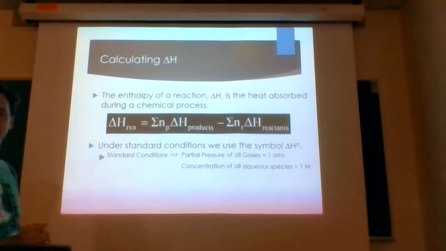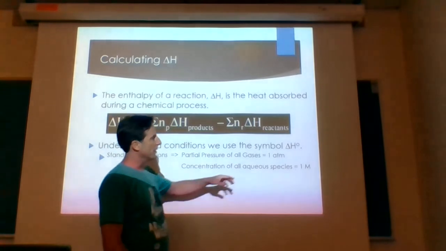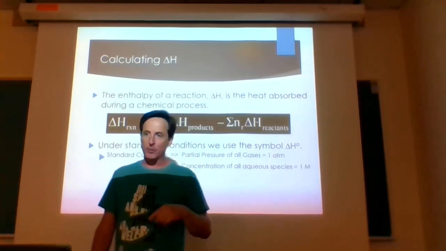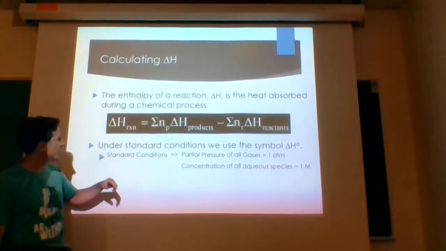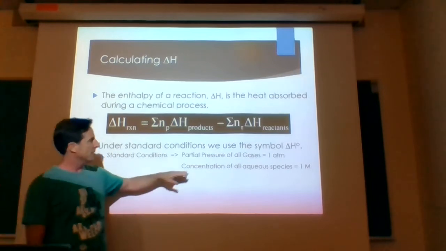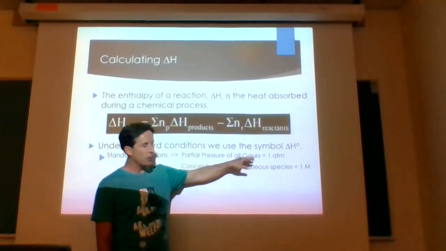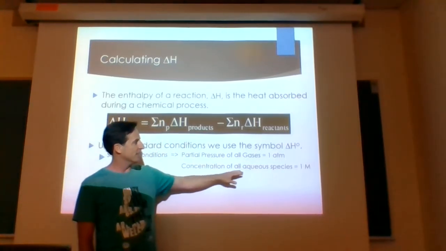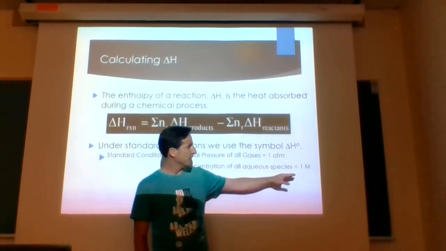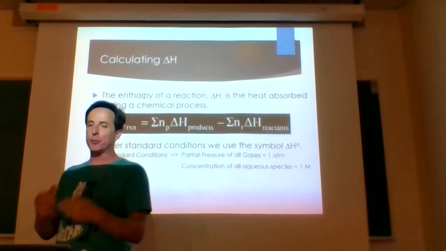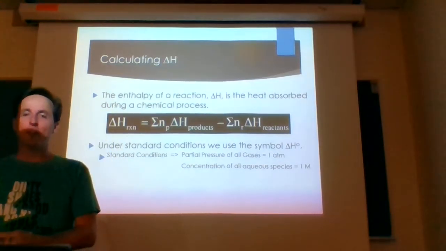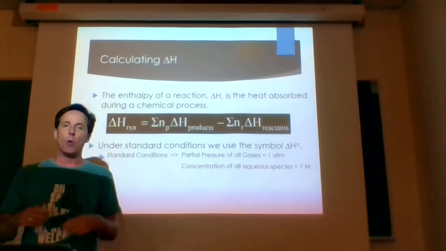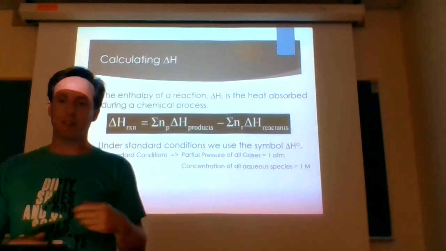If we are under standard conditions, that means we're going to use delta H with the naught symbol, which is a superscript circle. Standard conditions in thermodynamics means that each gas has its own partial pressure of 1 atmosphere, and anything in solution must have a concentration of 1 molar. If those things are true, then we have standard conditions. There'll usually be a temperature provided also. So we say standard conditions at 25 degrees Celsius or standard conditions at 0 degrees Celsius.